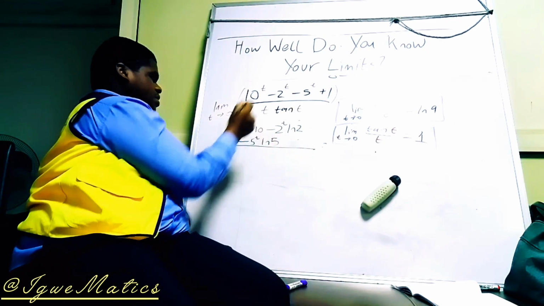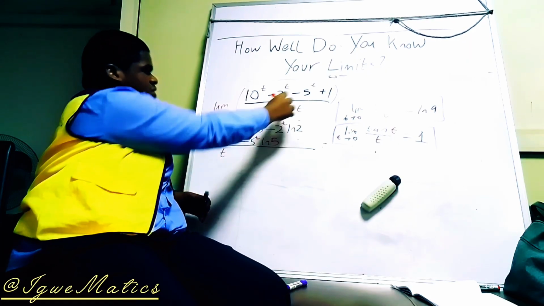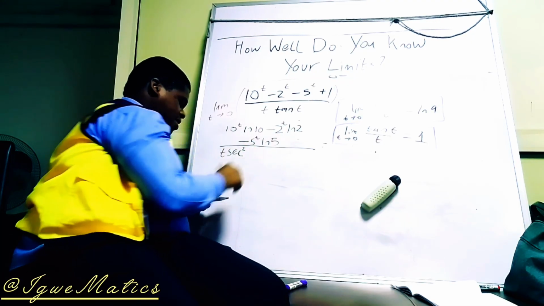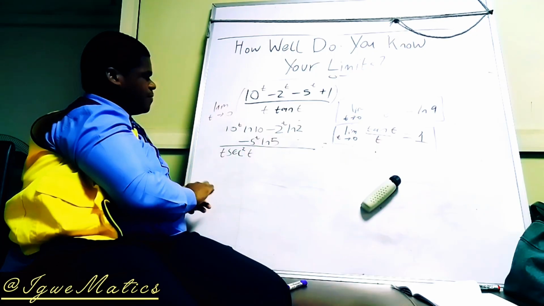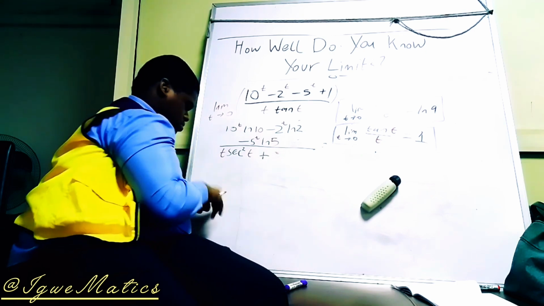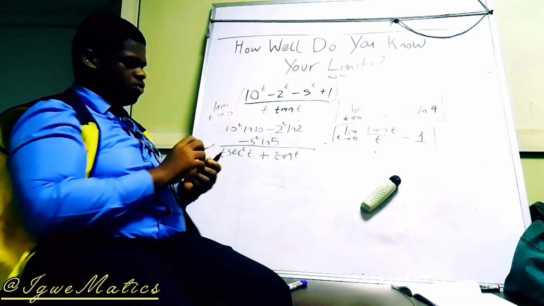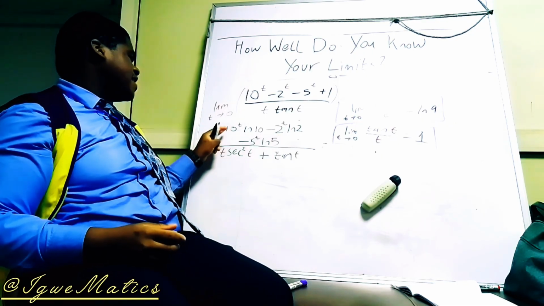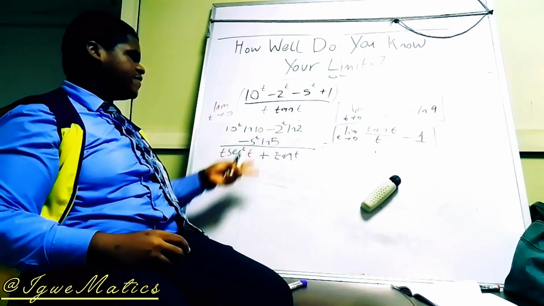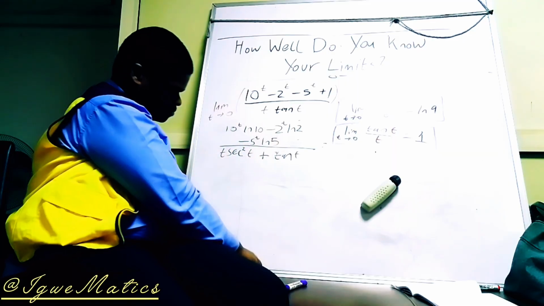All divided by, for the denominator, we use the product rule. You keep t constant and differentiate tan t. If you differentiate tan t, you're going to have sec square t. Plus, keep tan t constant, then differentiate t with respect to t, and you are going to have 1. So all you have here is tan t times 10 to the power of t ln 10 minus 2 to the power of t ln 2 minus 5 to the power of t ln 5, all divided by t sec square t plus tan t. Good and fine.